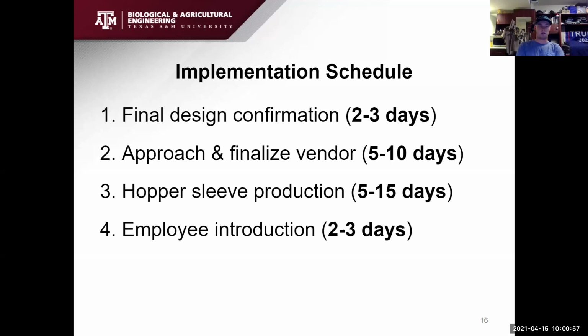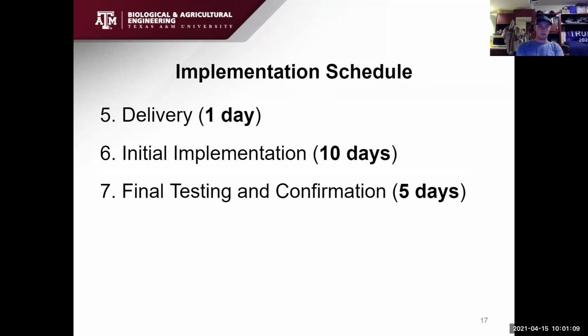But while the hopper sleeve is being produced, we will be introducing the idea of it to the United Ag employees. We're basically going to brief them on how it's going to work and the basics of why we are implementing it. Then after the sleeve has been fabricated, we will deliver the sleeve and start training the United Ag management on how to implement it so they can implement it themselves, but also start training their employees to implement it.